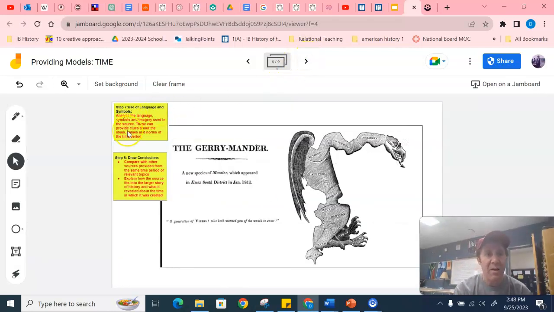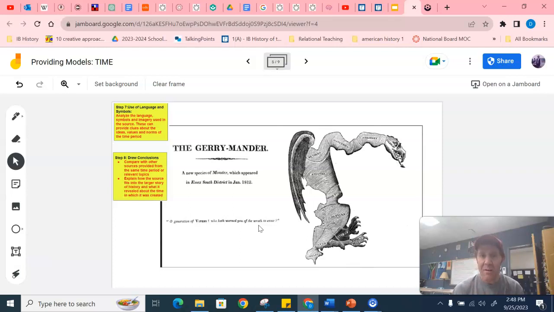When you're looking at the use of language and symbols, I think that we've already done that. Looking at the use of language, using the word monster, using the phrase, who hath warned you of the wrath to come. This use of language is really providing you clues about the values and beliefs of the editor, that this is an inherently bad thing for Massachusetts voters. And this would be a bad thing for democracy and a way to select representatives and to have your voice heard. Those are the clues I'm getting from the language.